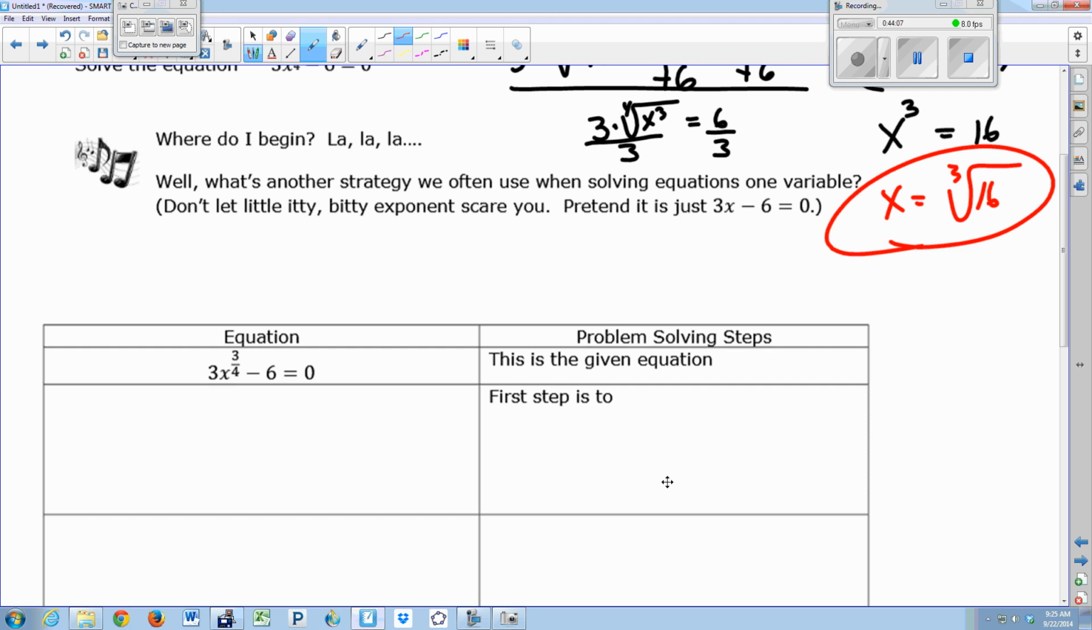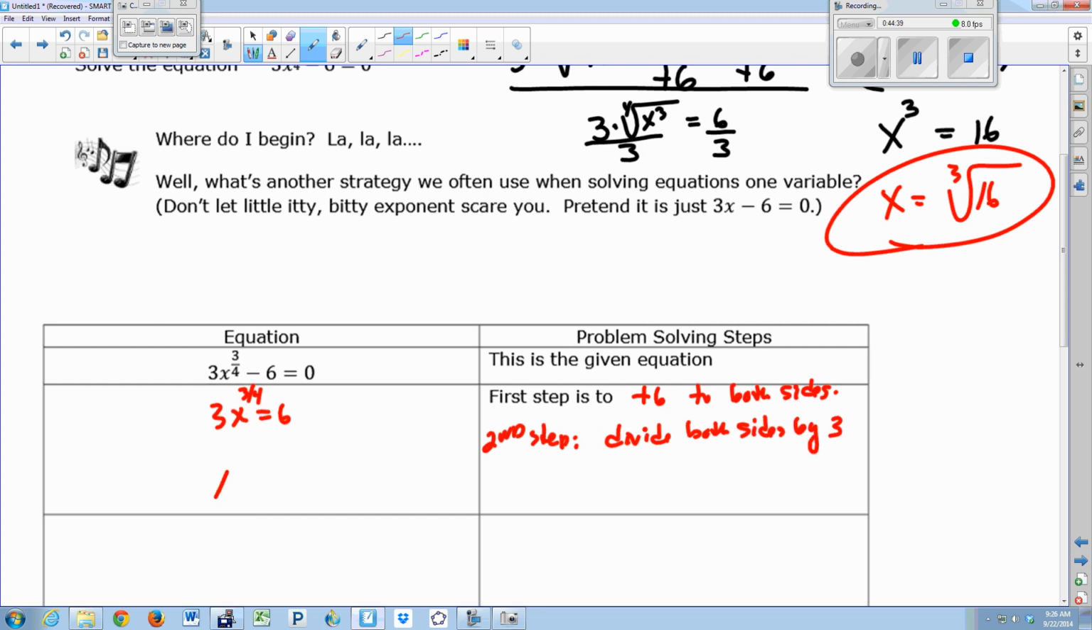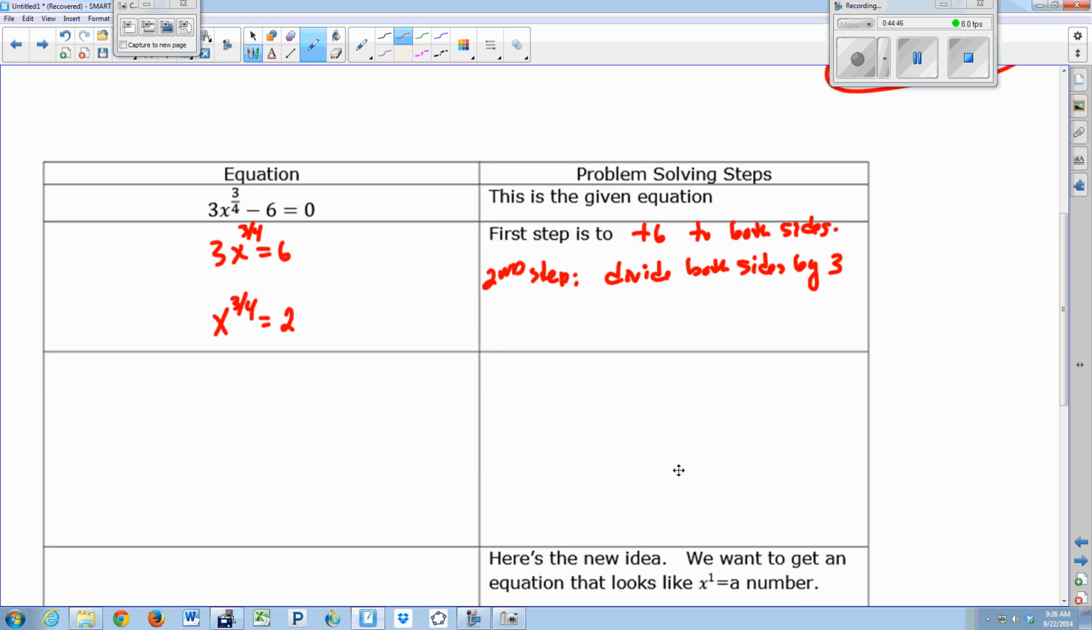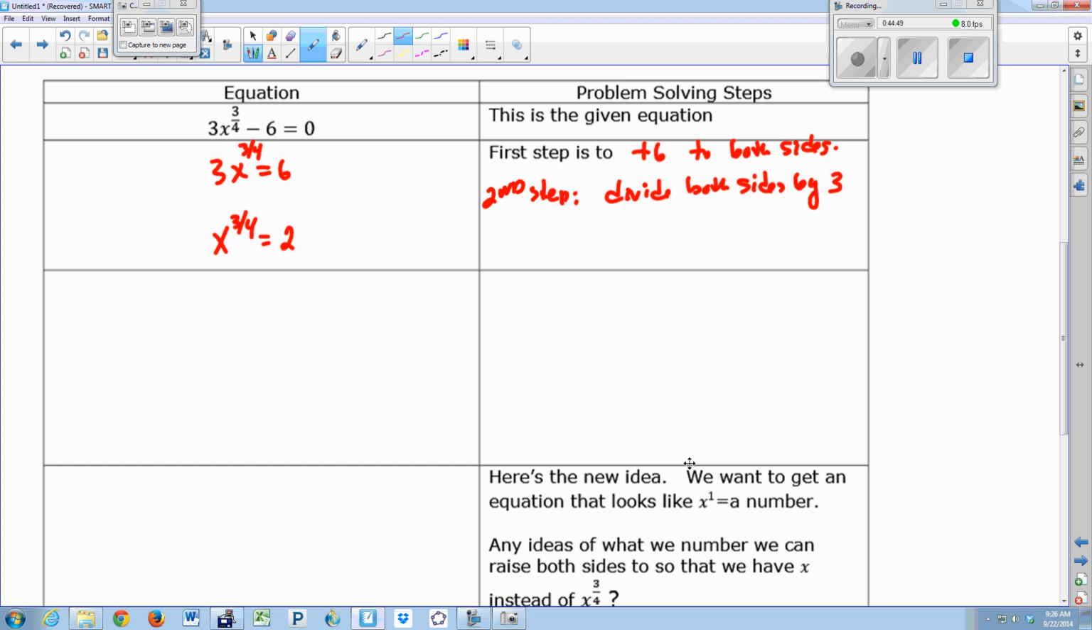If we're pretending, our first step, which we just did, would be to add 6 to both sides. That's really not much different than 3x minus 6 equals 0. So I'm going to get 3x equals 6. My second step would be to divide both sides by 3. And that gives me x to the 3/4 equals 2. Okay, so now here's where your fantasy disappears, because it really isn't x equals 2. It's x to the 3/4 equals 2.